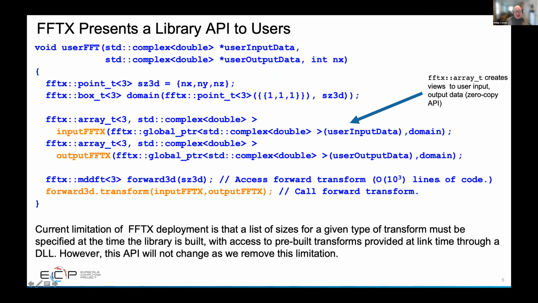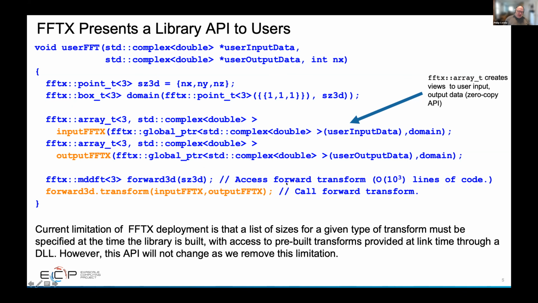And what that does is it accesses the forward transform, which is on the order of 1,000 lines of code in CUDA or C or whatever. And then to execute the transform, forward FFT is a C++ class. It has a member function transform, and you apply transform to input FFT, output FFT, that calls the forward transform. And now you're done. That has computed the 3D Fourier transform of the input data, put it in the output data. Since these are views into user data, that means you have put things into the output data, no copying.